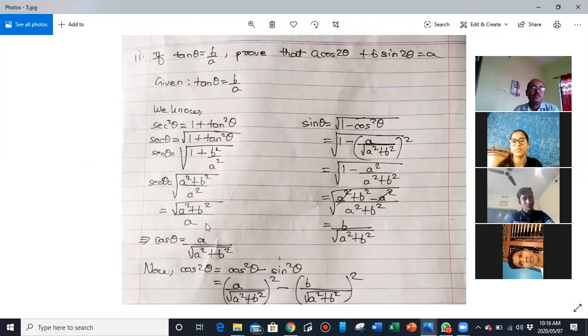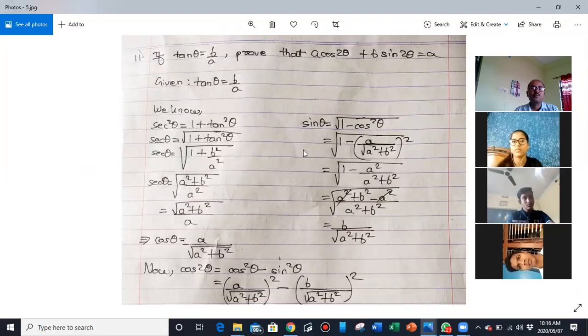Then from cos theta, you find sin theta, root under 1 minus cos square theta. If we work this out step by step, finally you will get sin theta equal to b upon root under a square plus b square. So you have tan theta, you have cos theta, you have sin theta.